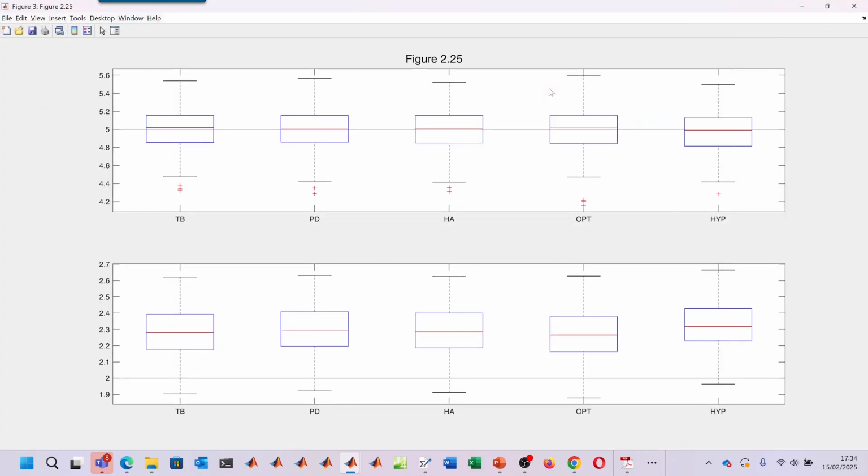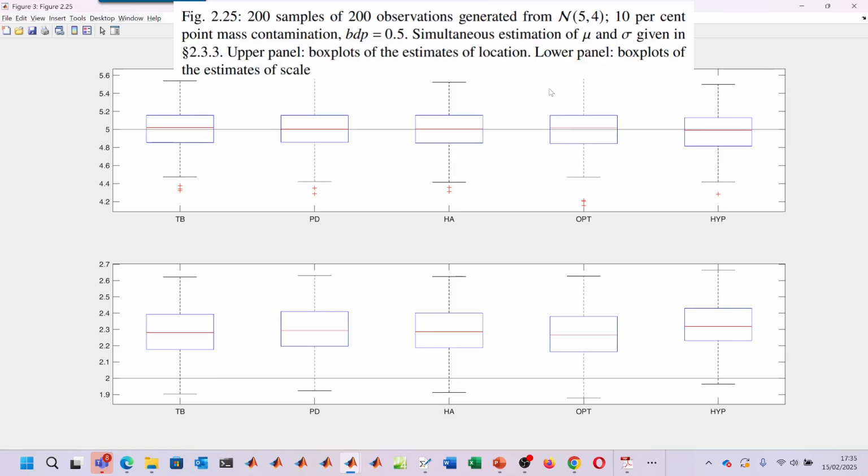Here we consider a simultaneous estimation of mu and sigma. In the top panel, you have the distribution of the estimates of location. In the bottom panel, you have the distribution of the estimates of the scale. Once again, the horizontal line refers to the true parameter value, the true location for the top panel and the true value of the scale for the bottom panel. The top panel shows that there is little effect of the rho function on the estimates of location, and the box plots are nicely centered around the value of 5.